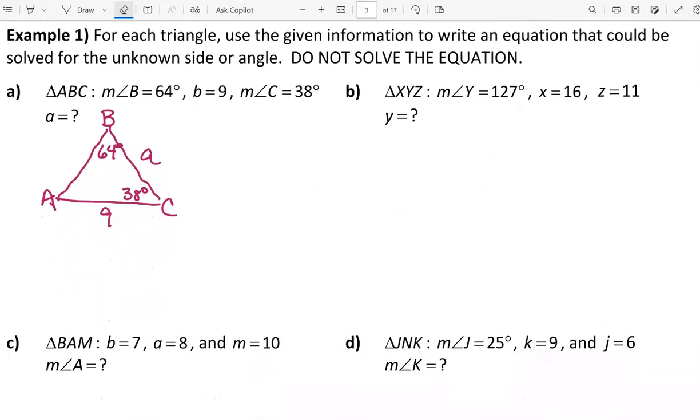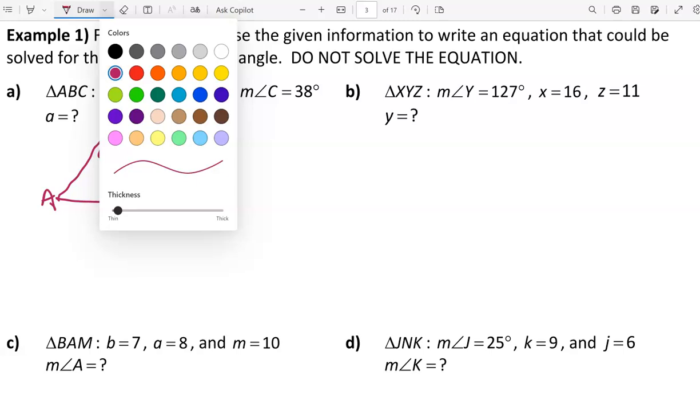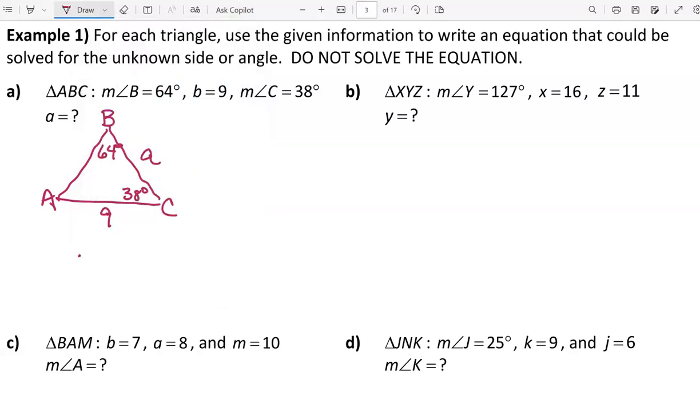Well, that's our setup for example 1a. We do have two sides and two angles. So I'm going to start writing the law of sines. The law of sines states that sine of 64 degrees divided by the measure of the side opposite it, which would be 9, is equal to, and now I need another pair of opposite side and opposite angle. You'll notice that the given angle, 38, is not opposite the side that we are trying to find.